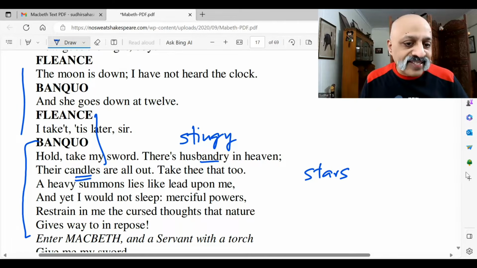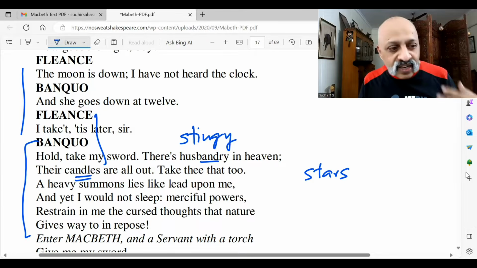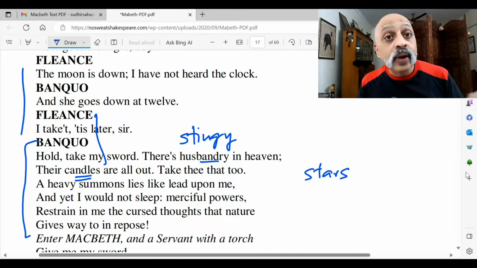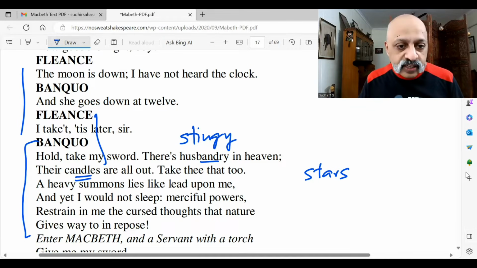A heavy summons lies like lead upon me. He says that I'm feeling very tired and drowsy. Heavy summons का मतलब है क्योंकि काफी एक तरह से नींद आ रही है, काफी थकावट है, and it is now being compared here to heavy lead. Okay, the tiredness is being compared to lead, and yet I would not sleep.